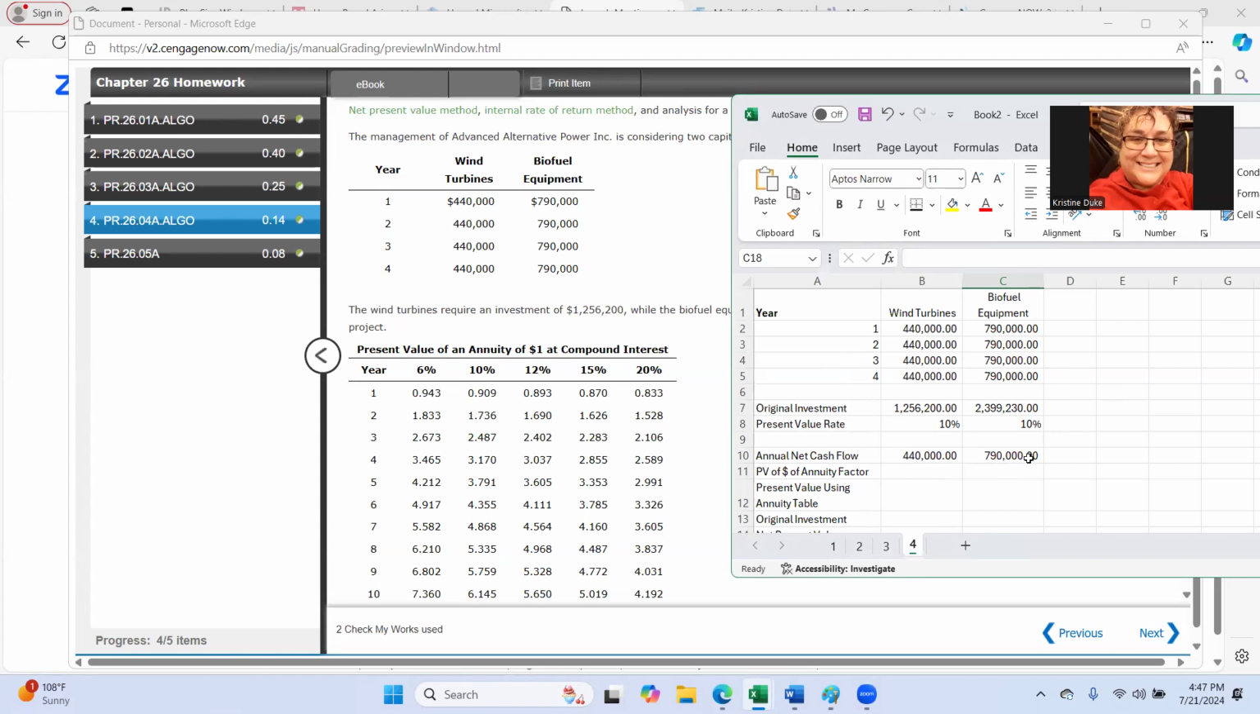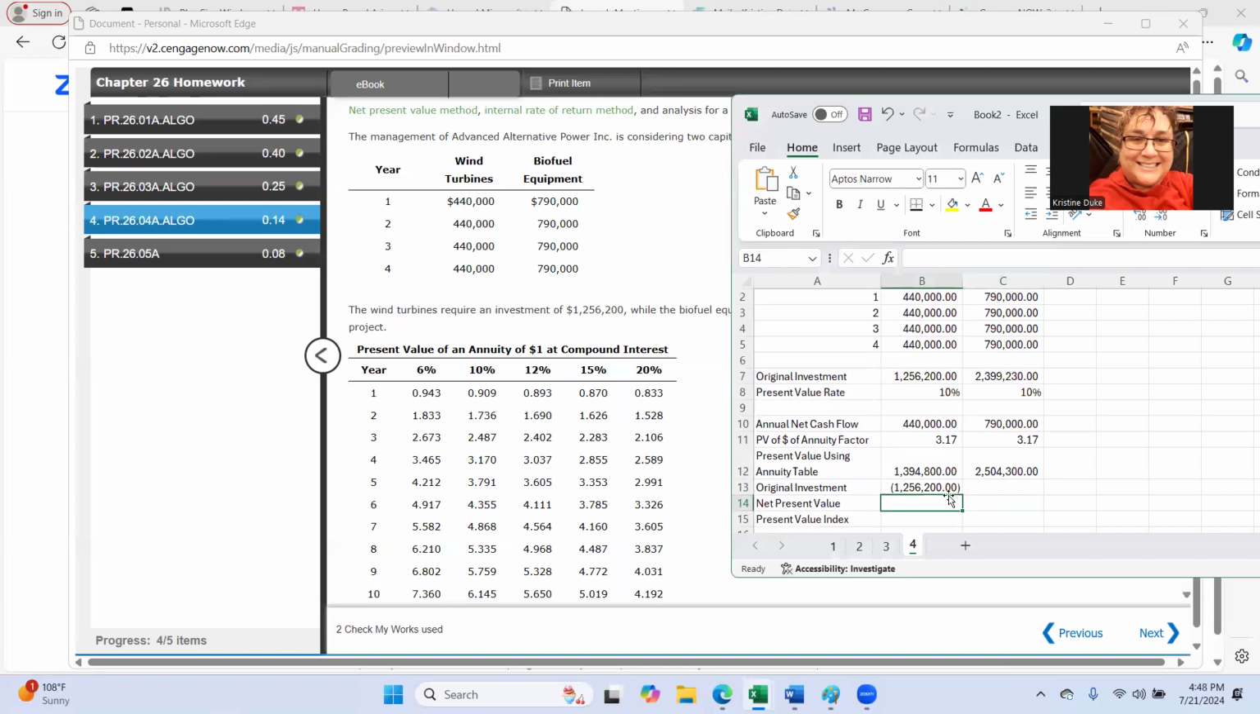The annual net cash flow is 440,790. I've got 4 years and we expect at least 10%. So I'm going to come over here to the 4. I'm going to go right there, 3.170. Same thing, 3.170. Now what I'm going to do is go ahead and multiply this. Same thing, multiply. And those are the amounts that we're going to get. Okay. My original investment, it's right there, 1256. On the 2399. Okay.